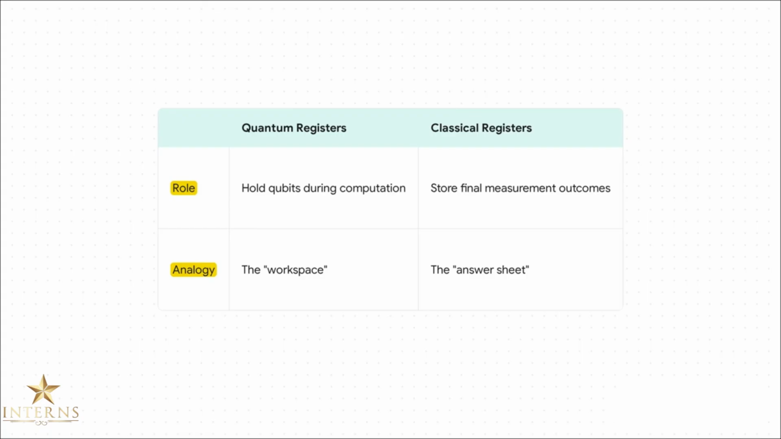Now, any good recipe needs a place to do the work and a place to put the final dish, right? A quantum computer has two kinds of notebooks for this. First, there's the quantum register. Think of this as your workspace, your messy kitchen counter, where all the quantum weirdness is happening. Then you have the classical register. That's the clean, final answer sheet where the concrete result gets stored after you take a measurement.